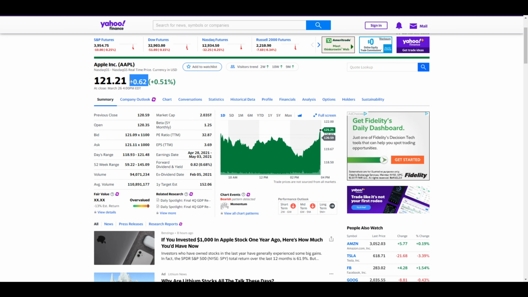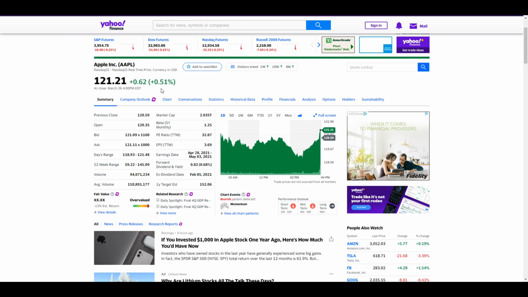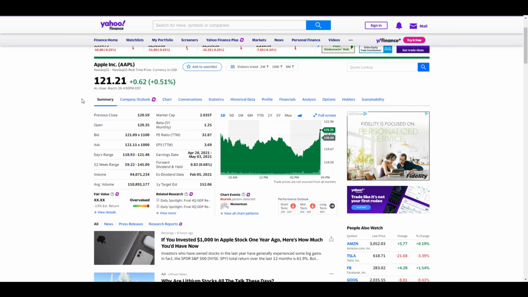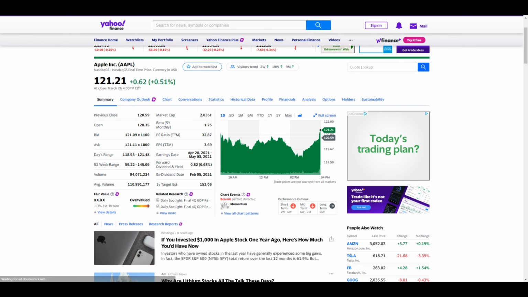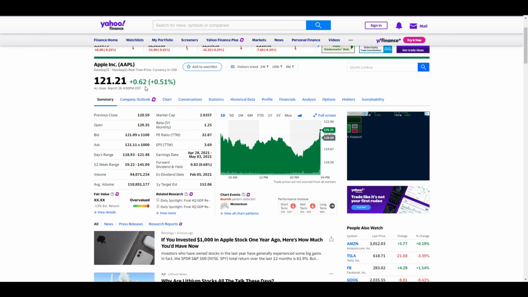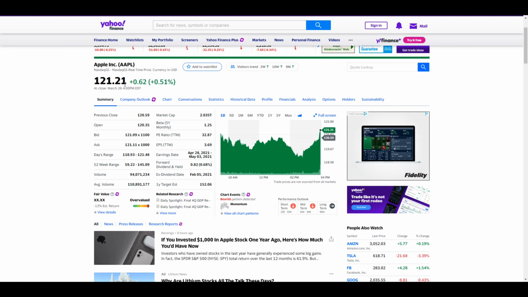This is the amount that it gained on Friday, which is 62 cents, or 0.51%. So here in the summary tab, it gives you a brief snapshot of the stock. It gives you a lot of information on the price. So the previous close, the day before, it closed at 120.59, which plus the 0.62 adds up to 121.21.